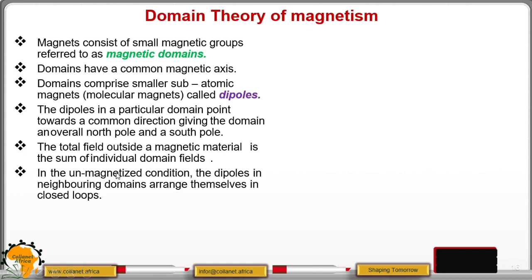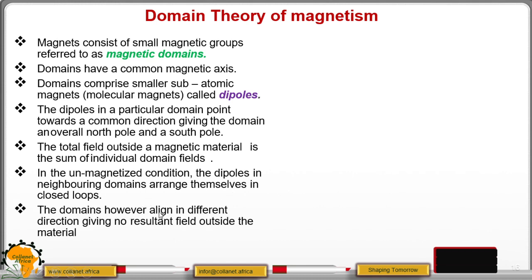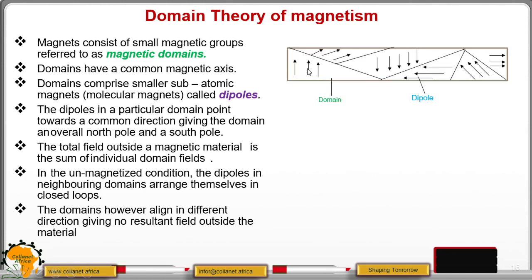Now, in an unmagnetized condition, the dipoles in neighboring domains arrange themselves in closed loops. Therefore, the domains align in different directions, giving no resultant field outside the material. Remember, we are talking of an unmagnetized material. Although in a particular domain the dipoles are facing in one direction, when you combine the domains, the magnetic fields cancel, and the result for an unmagnetized material is that the magnetic field is zero, as shown in this diagram.